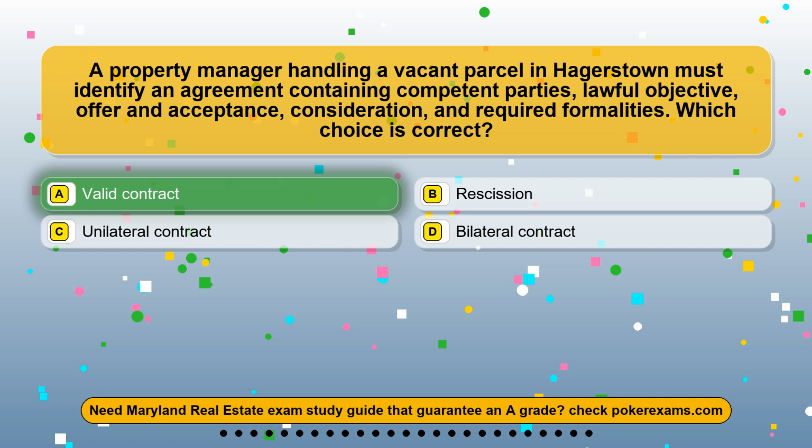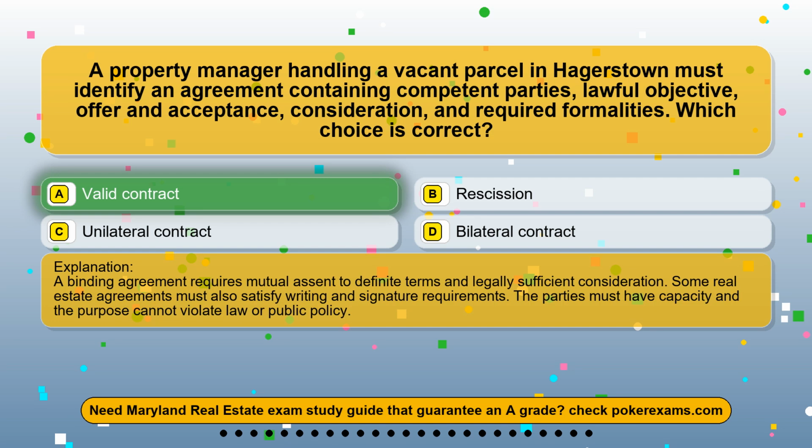The correct answer is option A. Valid contract. A binding agreement requires mutual assent to definite terms and legally sufficient consideration. Some real estate agreements must also satisfy writing and signature requirements. The parties must have capacity and the purpose cannot violate law or public policy.